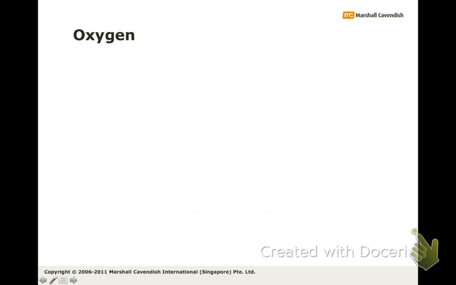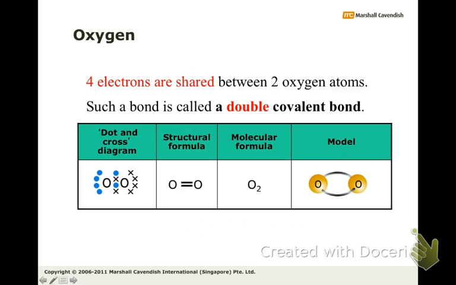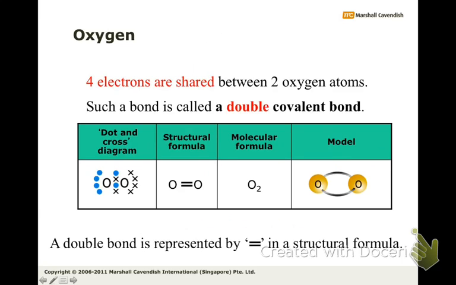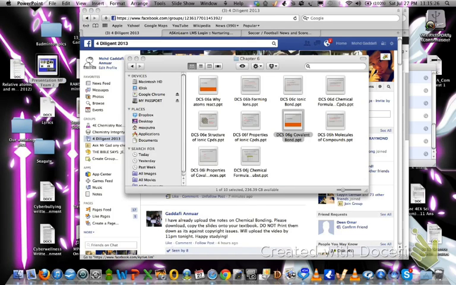Okay, so again, when oxygen has already 2 pairs of electrons shared, that means it will form a double covalent bond. I'm sure you all have seen double bond, right? Okay, so you represent it like an equal sign, 2 dashes instead of 1. Okay, so we already finished our first slide for covalent bonding. That was fast. Managed to cover it within 6 minutes.